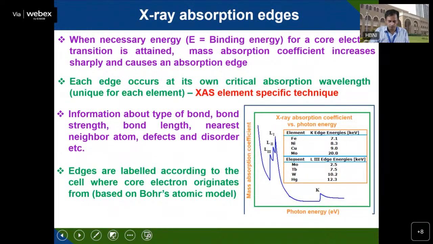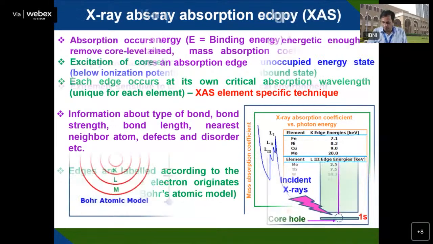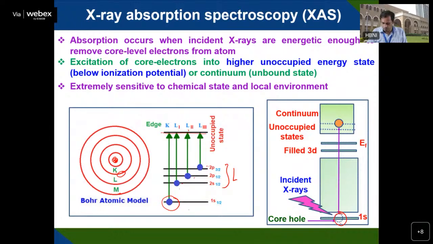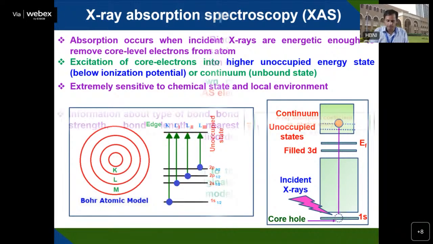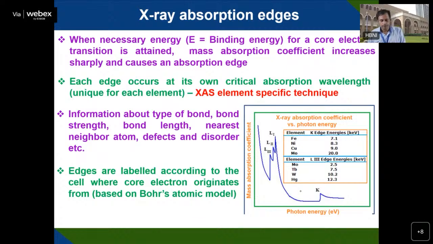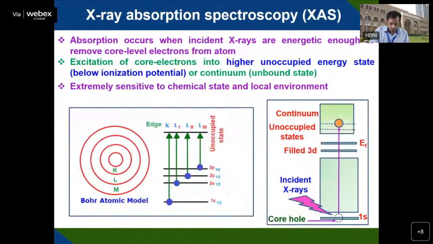Those things will decide the absorption capacity of a particular X-ray and the removal of the core electron to the continuum stage. If the necessary energy, that is the binding energy of a core electron, is not attained, the electron will not be knocked out to the continuum. Once the binding energy is achieved, the electron will move to the other levels.